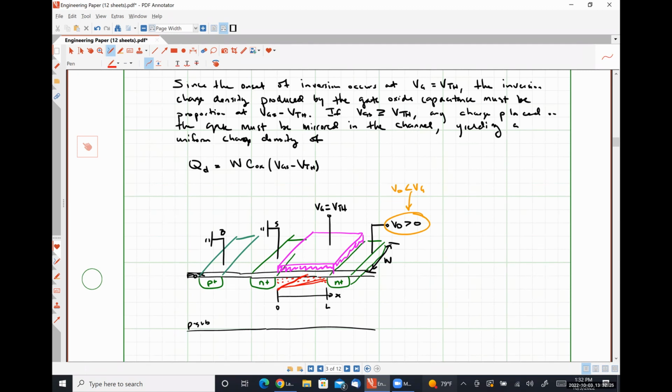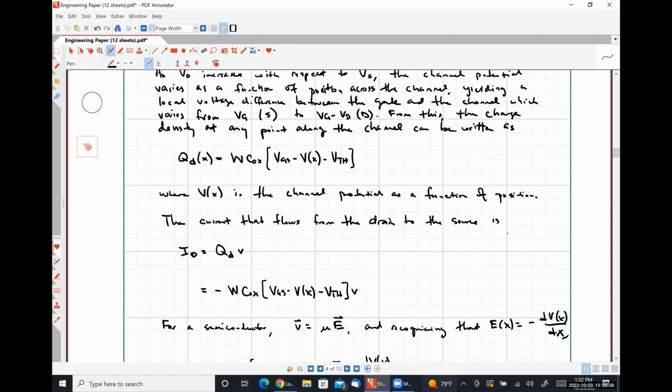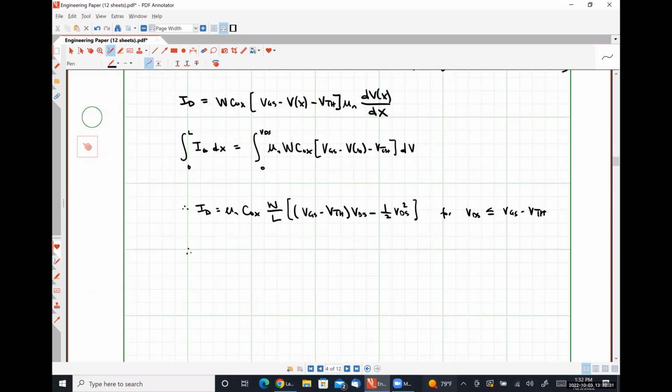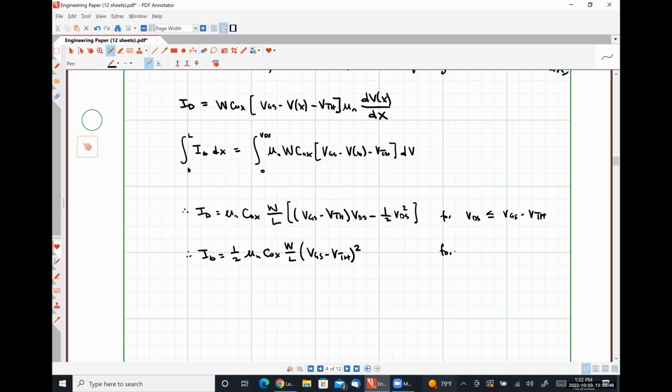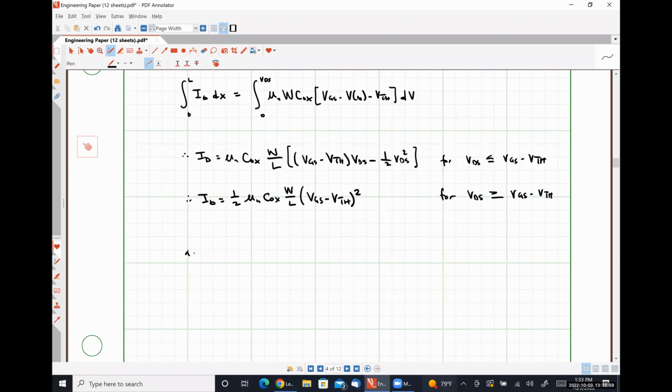And if we perform this exact same integration that we just did, we wind up getting I_D is equal to 1/2 mu_n C_ox W over L (V_GS minus V_TH) quantity squared. Okay. And this is for specifically V_DS greater than or equal to V_GS minus V_TH, yielding curves that look something like this.